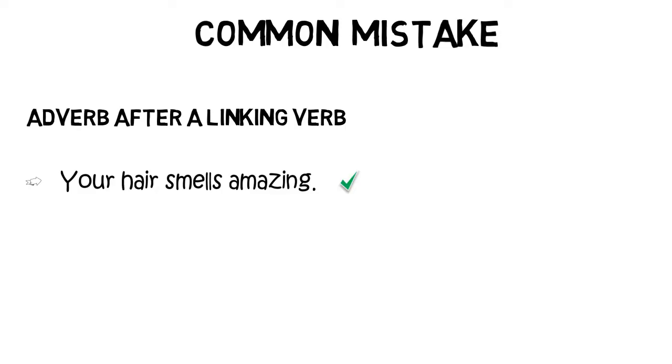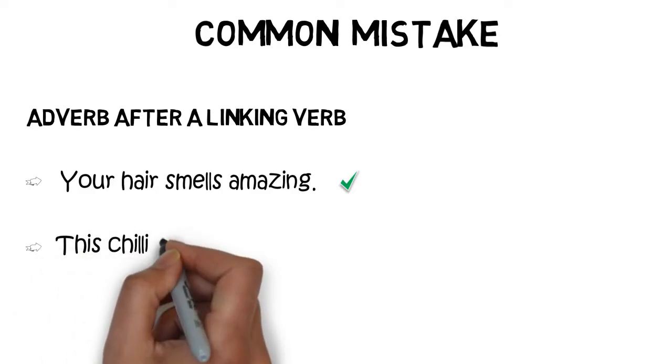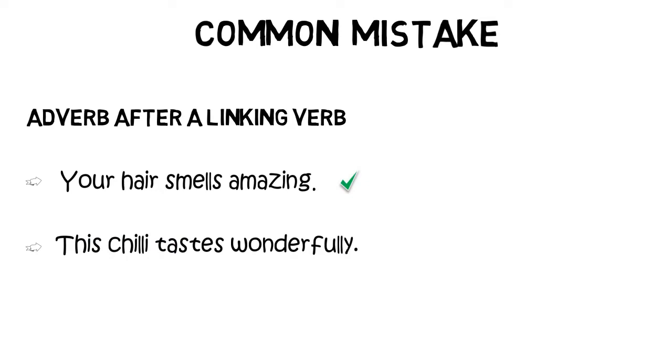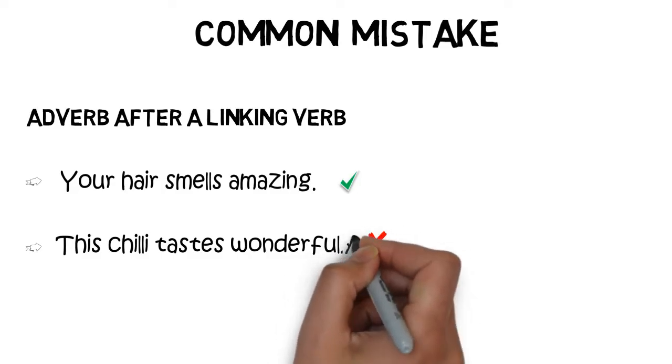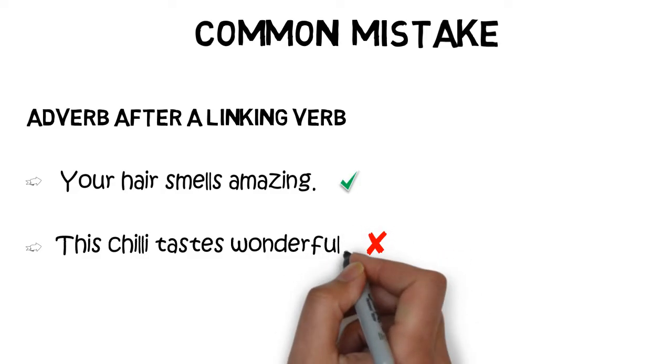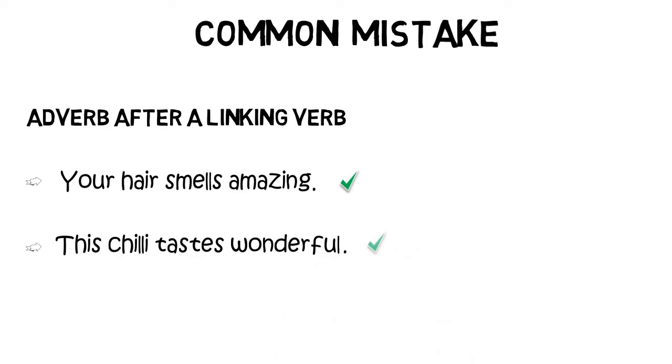And that's the difference between a linking verb and an action verb. And we'll talk a little bit about action verbs in a minute. Another example. This chili tastes wonderfully. That's wrong. Tastes is a linking verb. It should be, this chili tastes wonderful. The subject needs to be described with an adjective or identified with another noun.